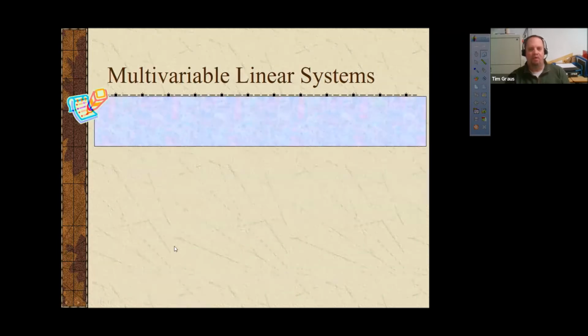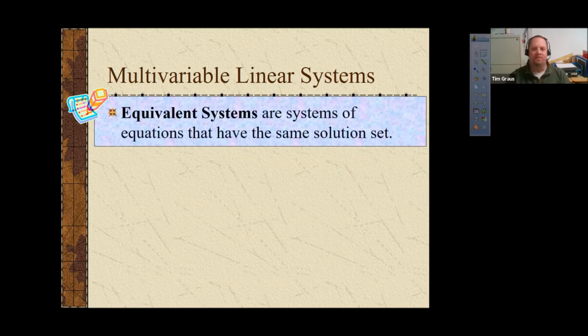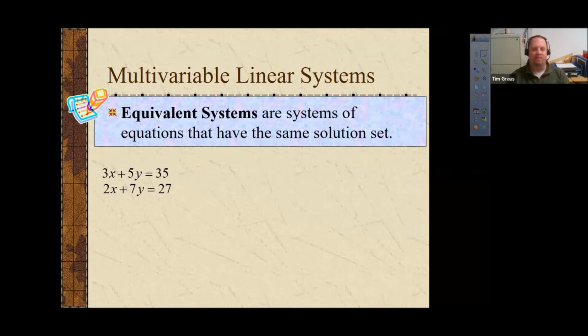So to understand what we're doing here, we need to first understand the concept of equivalent systems. Equivalent systems are systems of equations that have the same solution set. Let me give you an example. 3x plus 5y equals 35 and 2x plus 7y equals 27. That's a system of equations with two variables, two equations. It actually has a very simple solution.